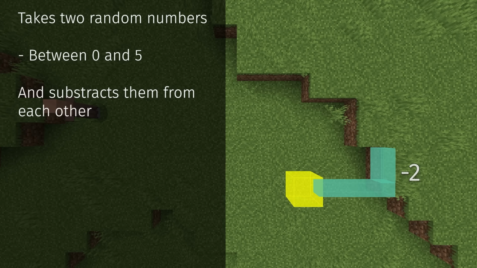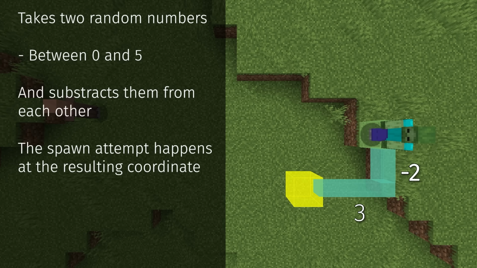Then it adds the resulting number to the spawn attempt origin coordinate. It does this for both X and Z coordinate. The Y coordinate does not change. The resulting coordinate is where the actual individual spawn attempt will happen for that particular mob.